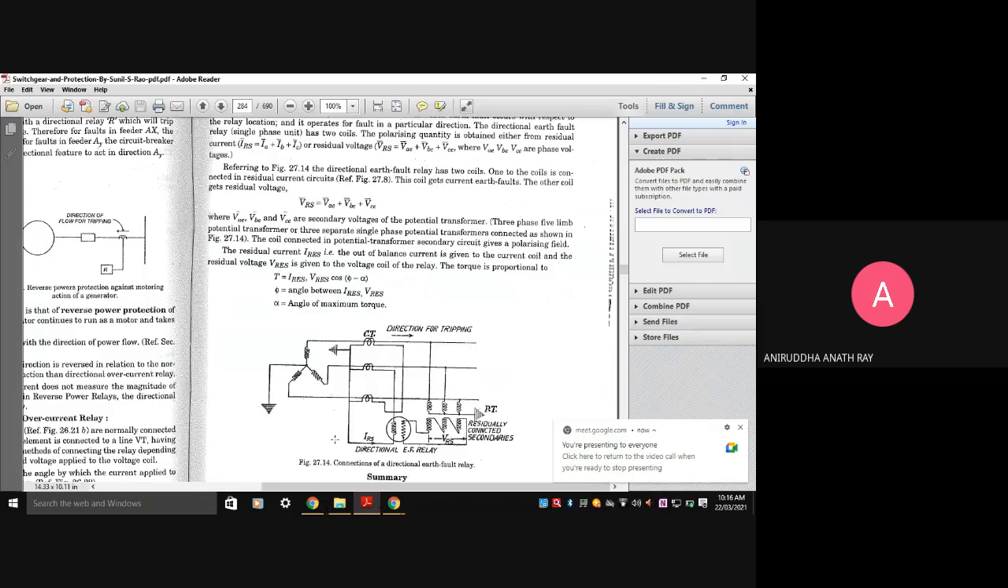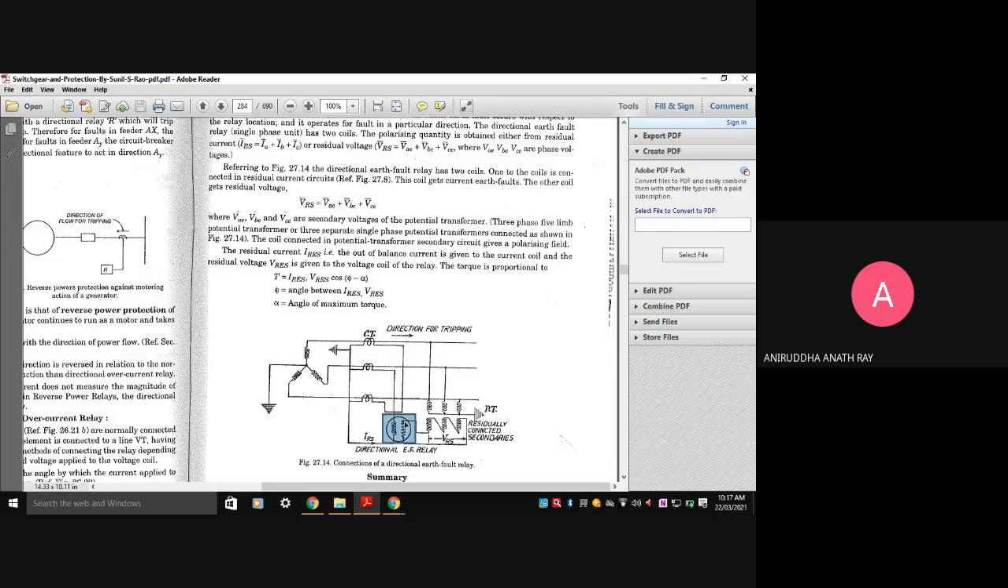Now again, you can see this is the directional earth fault relay. This relay has two coils over here. One coil is connected in the residual current circuit. This coil is getting the residual current IR over here.